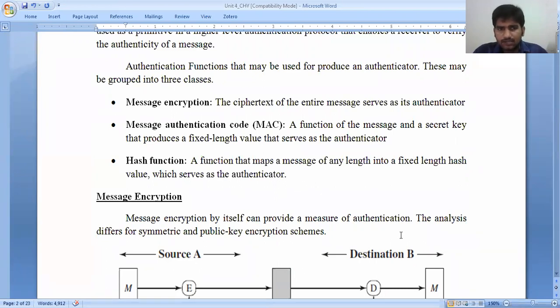Then what does a message authentication code mean? It is a function of the message and a secret key that produces a fixed length value that serves as an authenticator. So the sender has to create the secret key. Then another one is a hash code. The hash code is going to produce a fixed length value, which again is going to be used to authenticate the message.